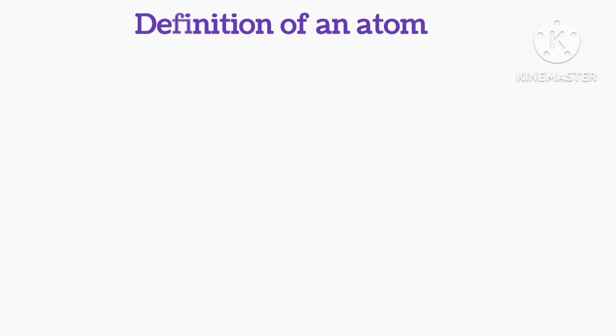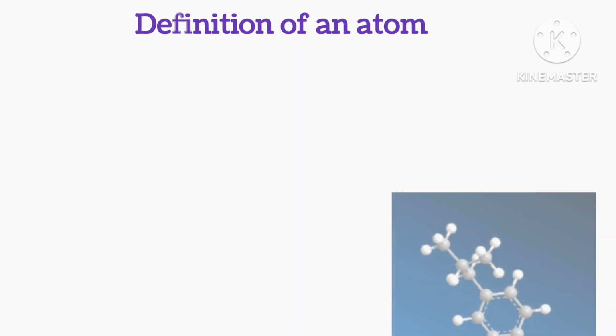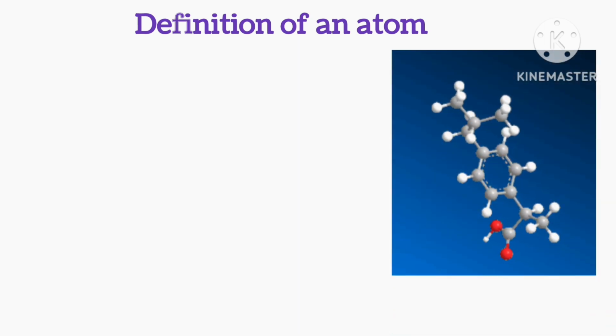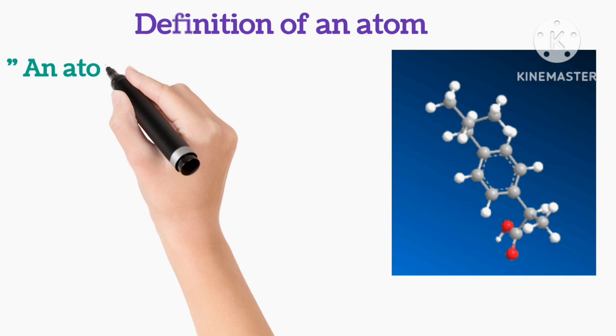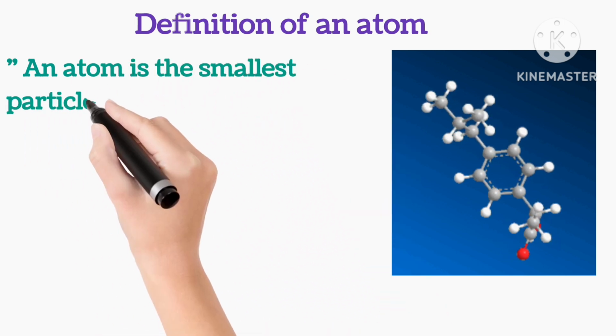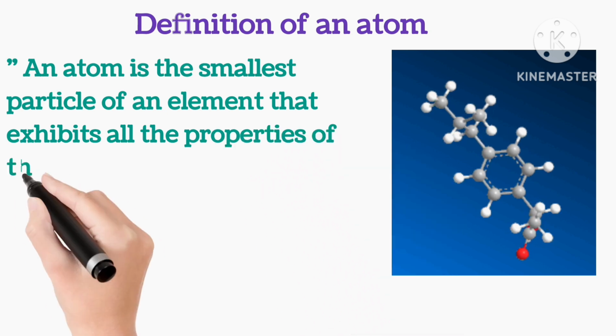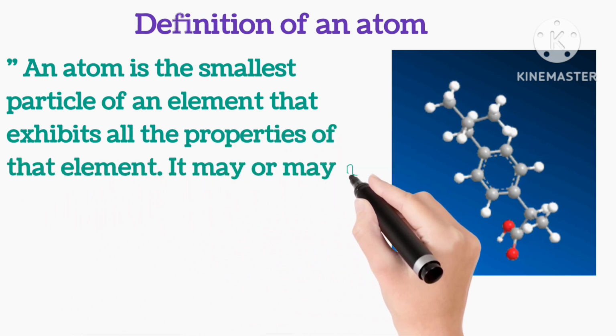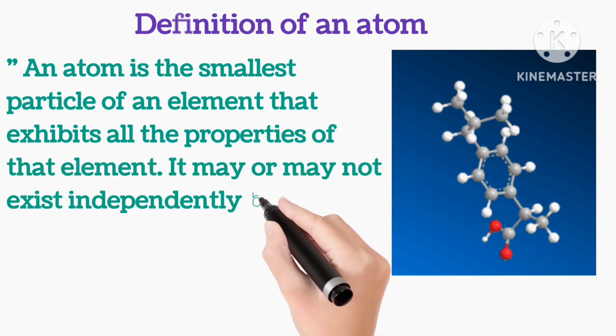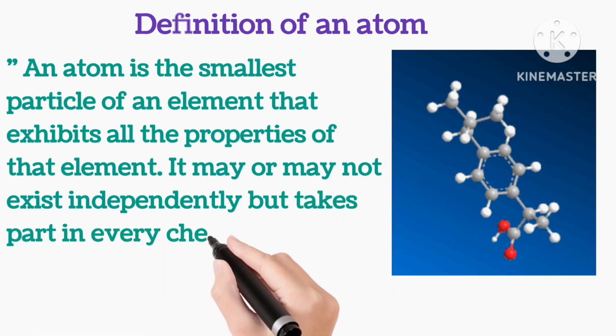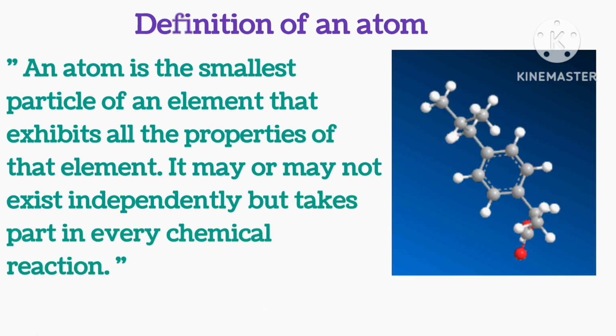Definition of an atom. An atom is the smallest particle of an element that exhibits all the properties of that element. It may or may not exist independently, but takes part in every chemical reaction.